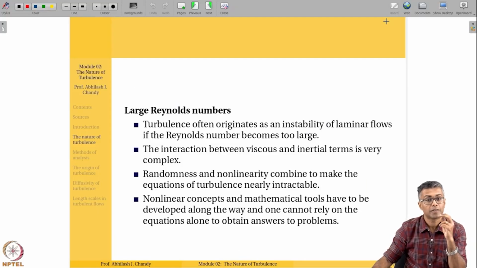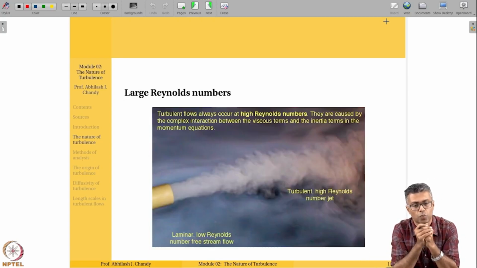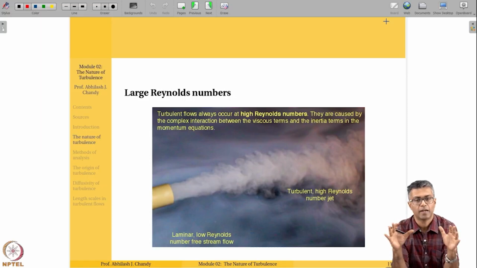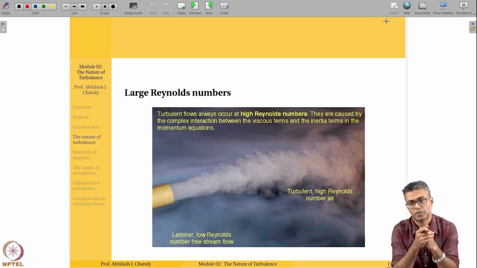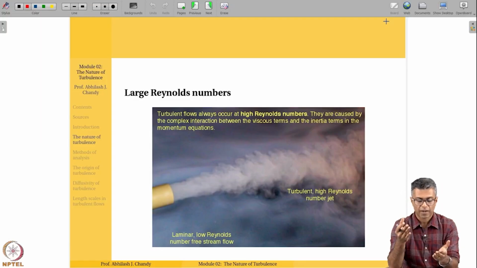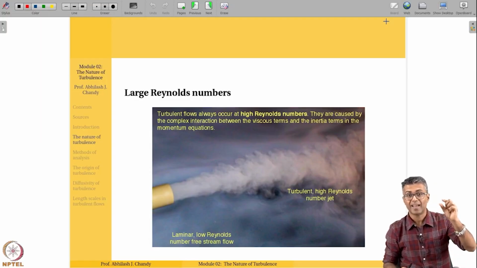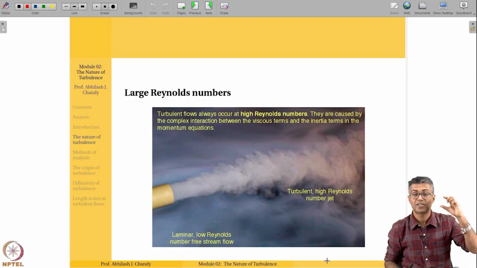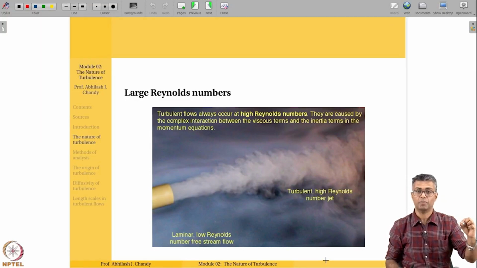Moving on to the third attribute, which is large Reynolds numbers. So I want to illustrate this figure. This one shows here a jet, a turbulent jet emanating out of a nozzle. So again, we knew this. Turbulent flows always occur at high Reynolds numbers. You have a complex interaction between viscous and inertia terms, and that is exhibited through a single parameter, right? The Reynolds number that came out of Reynolds experiments.